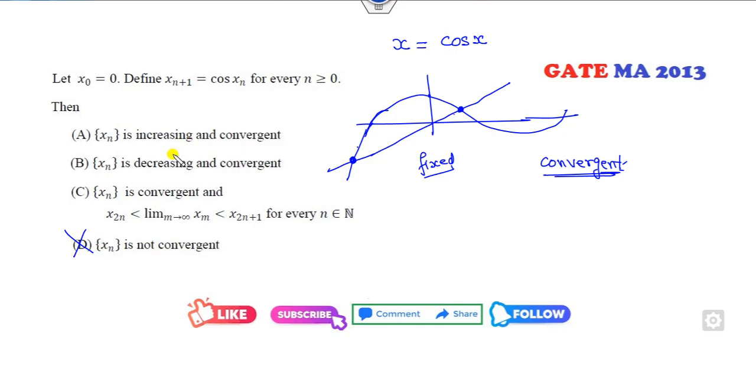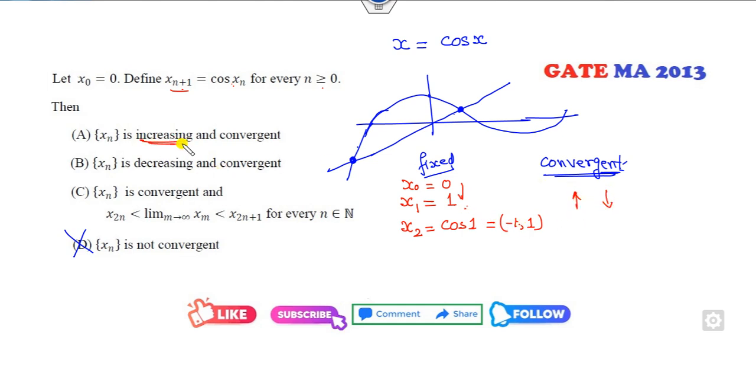Now, is it increasing, decreasing, or convergent? How can you check about increasing and decreasing? Take n greater than 0, x0 is 0. So what is x1? x1 is cos x0, cos 0 is 1. x2 will be cos of 1, and its value lies between minus 1 and plus 1. So you can see that it first increases, then decreases.